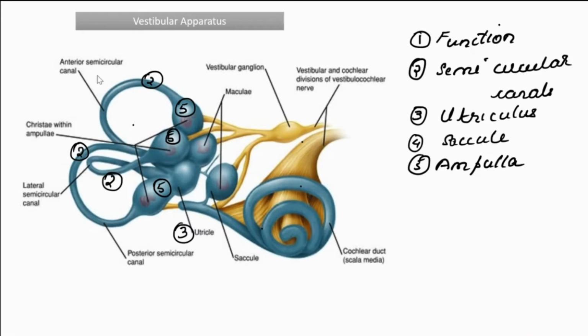So, three semicircular canals arranged at right angles to each other are present. At the end of each semicircular canal, a swollen portion we can see is called ampulla. And along with these swollen portions, two other sac-like structures we can see, they are called utricle and sacculus. So these are the points. Function we know, maintaining the balance of the body. And semicircular canals, its position. Then utriculus what? Sacculus what? What is ampulla? So in the next slide we are going to learn much more detail about all these points.